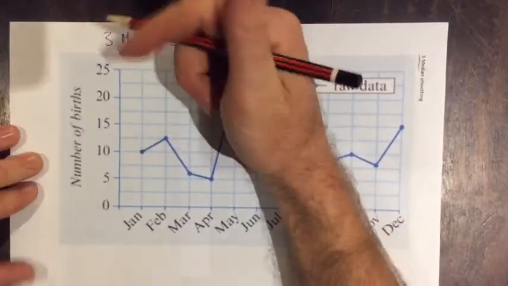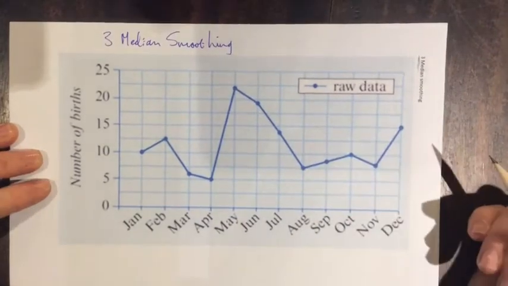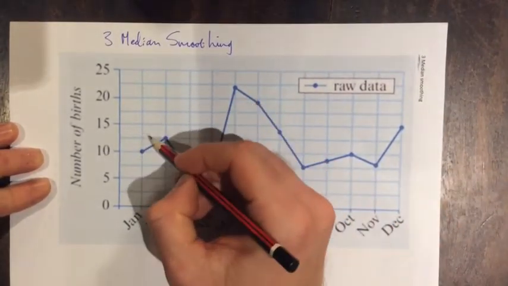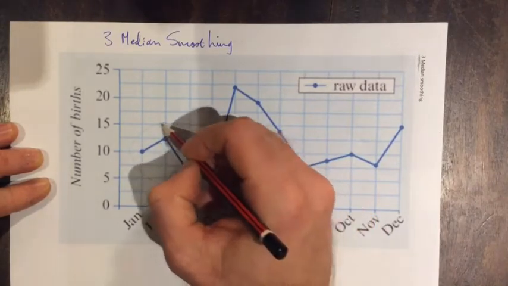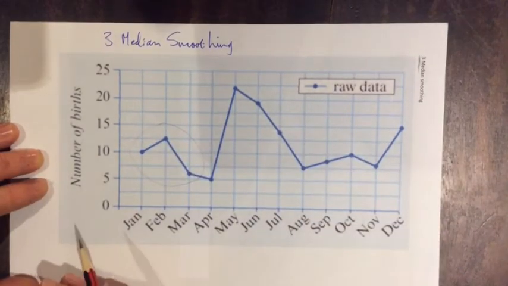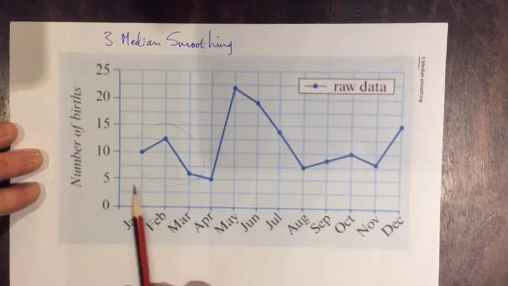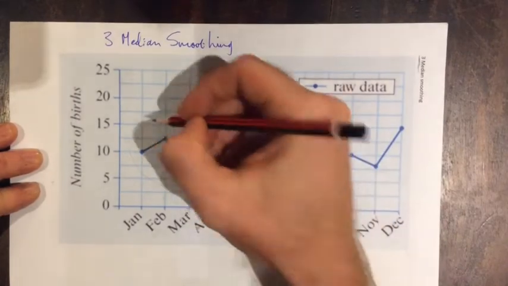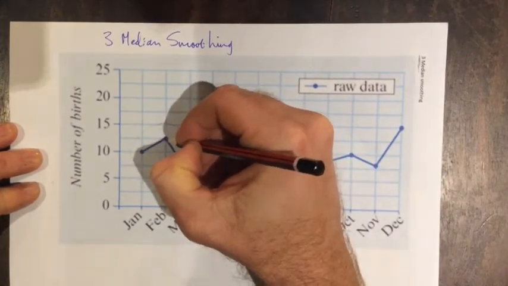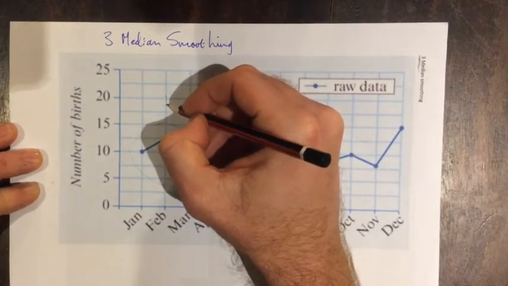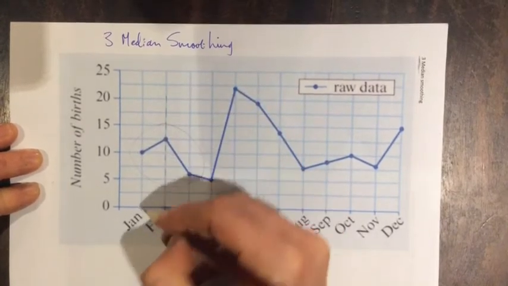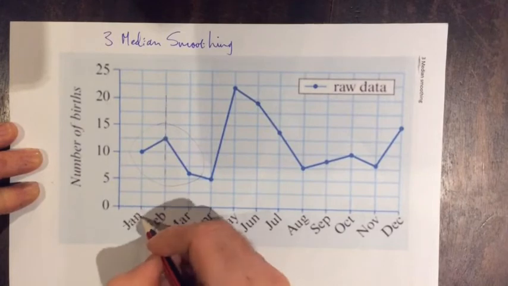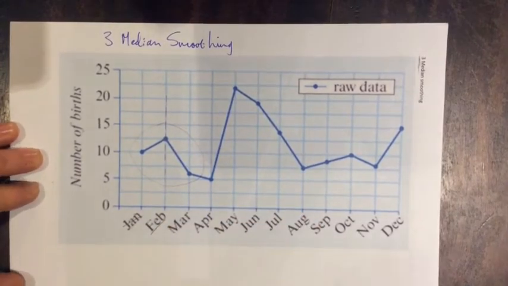Alrighty. So first thing we do, we take 3 points. We are looking at the first 3 points, these three right here. And we look, from left to right, at what point's in the middle. And that's the easy bit. We know that that point is in the middle. Sometimes it's easiest if we just draw maybe a dotted line down there. So this one is going to be centered on Feb. There's not going to be any point centered on January.